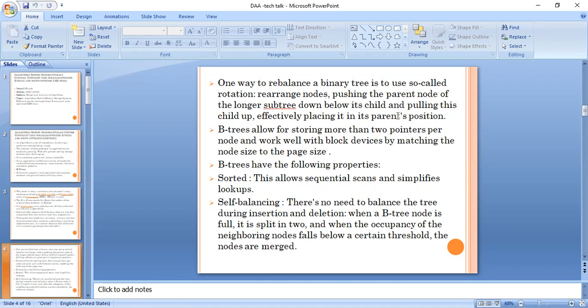in its parent's position. B-trees allow for storing more than two pointers per node and work well with block devices by matching the node size to the page size. B-trees have the following properties. Sorted. This allows sequential scans and simplifies lookups. Self-balancing. There is no need to balance the tree during insertion and deletion. When a B-tree node is full, it is split into two, and when the occupancy of the neighboring nodes falls below a certain threshold, the nodes are merged.